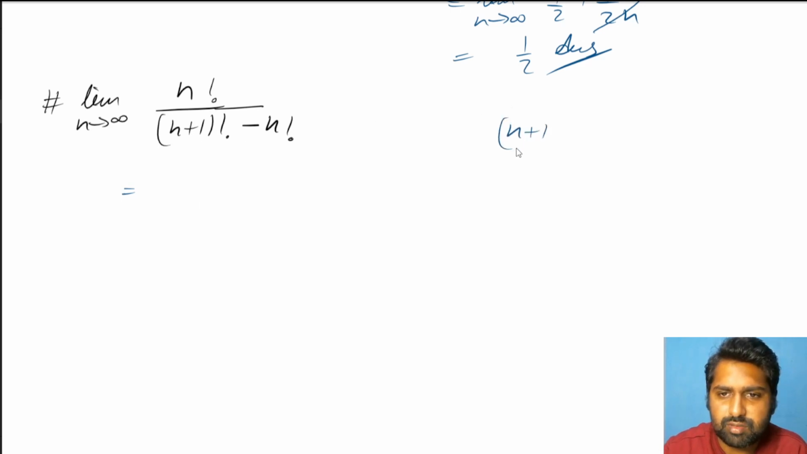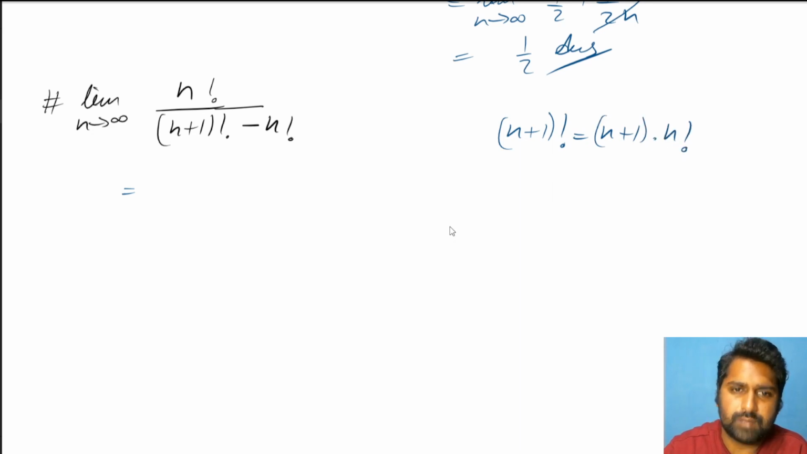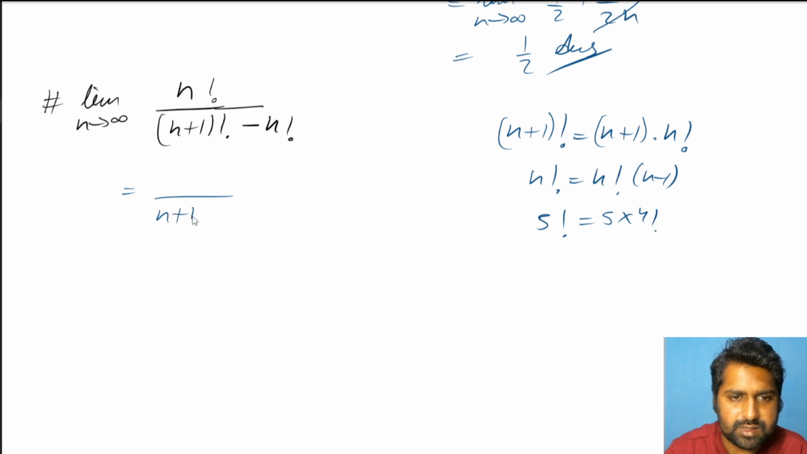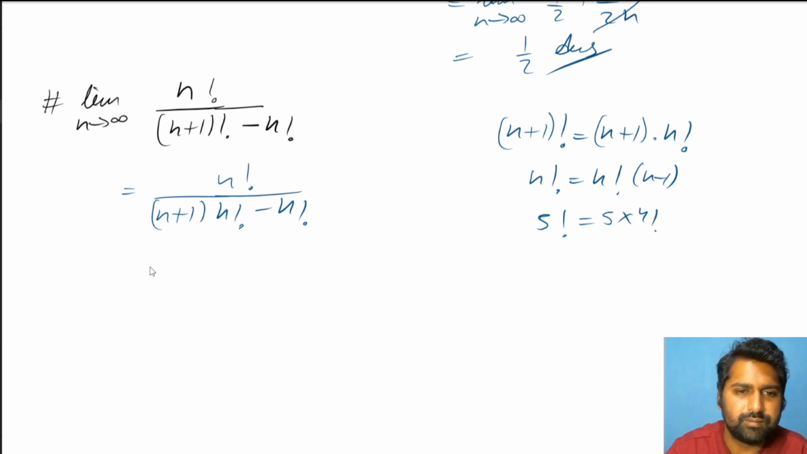You know n plus 1 factorial can be broken down as n plus 1 into 1 less factorial. Because n factorial is n into n minus 1 factorial, like this. Basically, 5 factorial can be written as 5 into 4 factorial, 1 less factorial. So n plus 1 factorial is n plus 1 into n factorial, minus n factorial. Numerator is also n factorial.